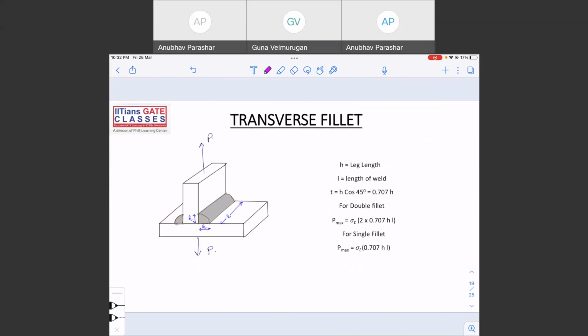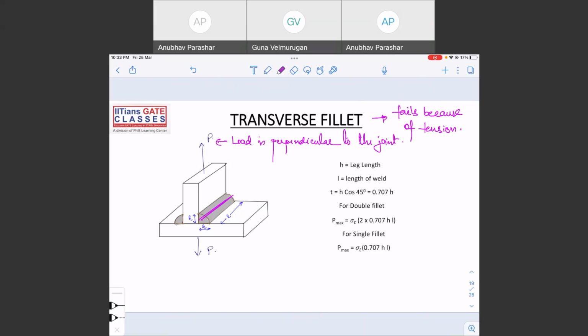Now, if I look at the transverse fillet, everything is the same. The only difference is that the transverse fillet will fail because of tension. As you can see, the load is perpendicular to the joint.